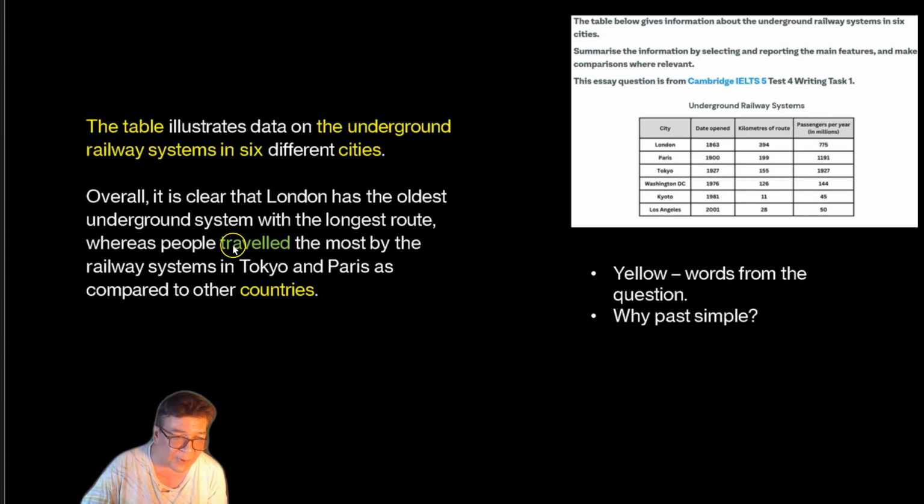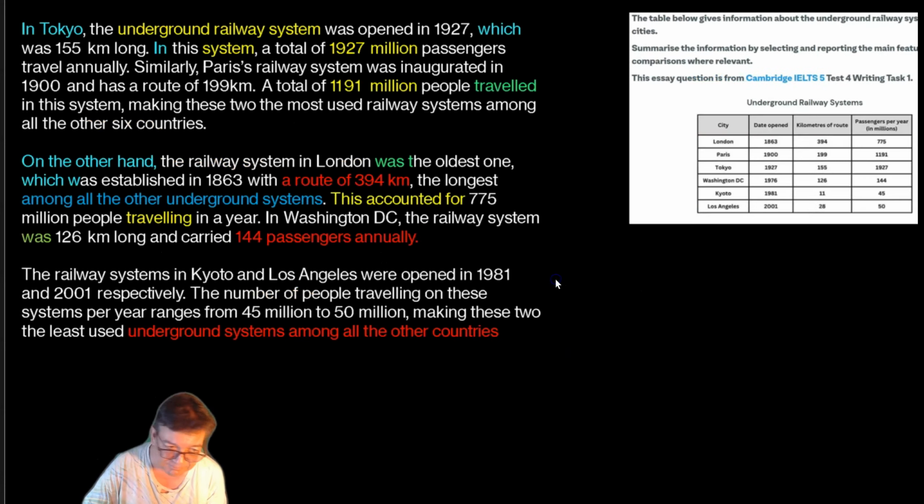Now, why they traveled, here it's the past tense, but here it's the present tense, has traveled. Did they break? They're not using them in Paris and Tokyo anymore? And these are cities, not countries.